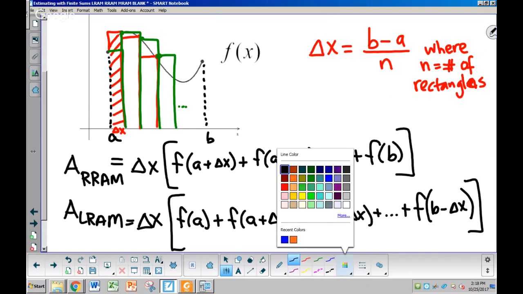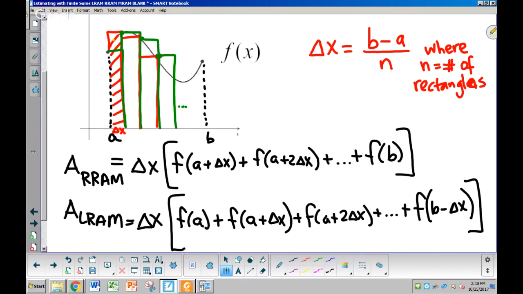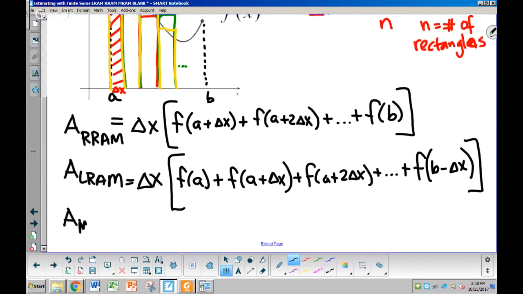And now we're going to do, I'm trying to think of what would be a nice complement. We'll use gold here. The middle of the interval. This yellow is going to be the MRAM, using the middle as my height. So the area, MRAM, is going to equal delta x times f of a plus 1 delta. Yep, f of a plus, I usually do delta x over 2, but yeah, 1/2 delta x works.